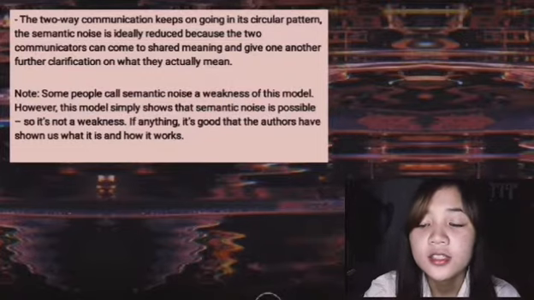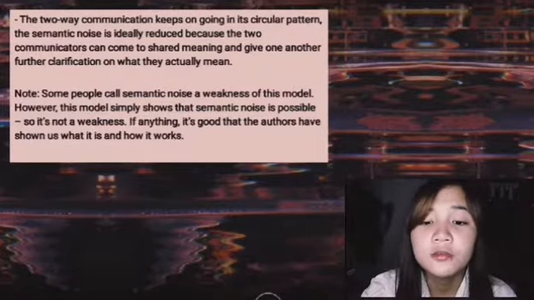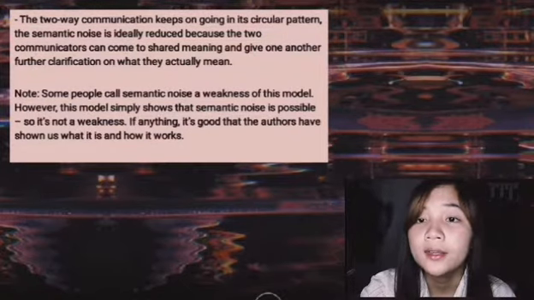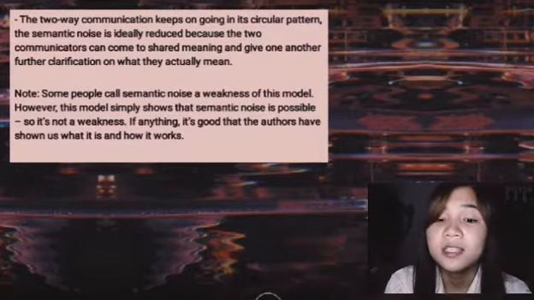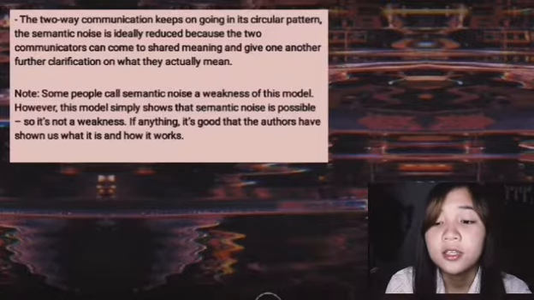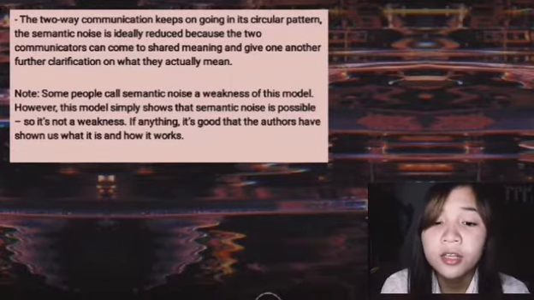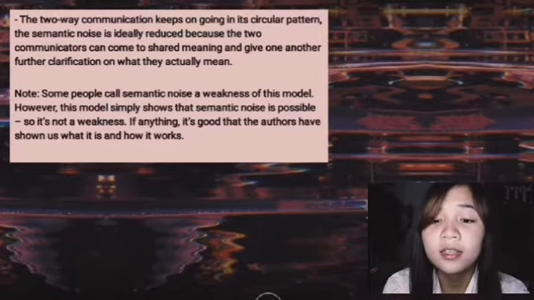Semantic noise is ideally reduced because the two communicators can come to a shared meaning and give one another further clarification on what they actually mean. Some people call semantic noise a weakness for this model. However, this model simply shows that semantic noise is possible, so it's not a weakness. If anything, it's good that the author has shown us what it is and how it works.